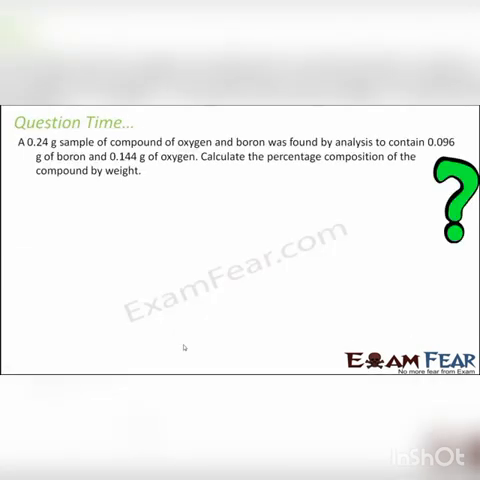Okay, let's take some numericals now. A 0.24 gram sample of oxygen and boron was found by analysis to contain 0.096 gram of boron and 0.144 gram of oxygen. Find the percentage composition by weight. So I have a sample which has oxygen and boron.